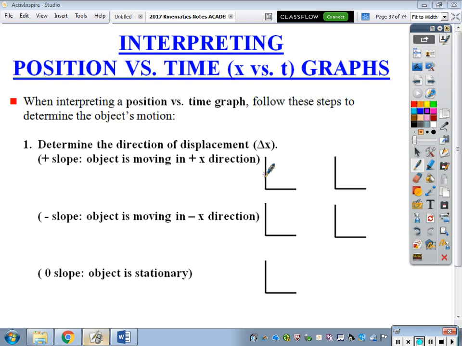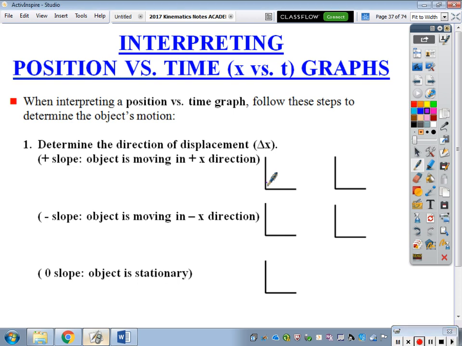Okay, so let's start with position versus time graphs. We'll start with the displacement, which I think is one of the easier things to do. To determine the displacement on a position versus time graph, we simply have to look at the slope. Any positive slope tells us the object is going to move in the positive x direction.